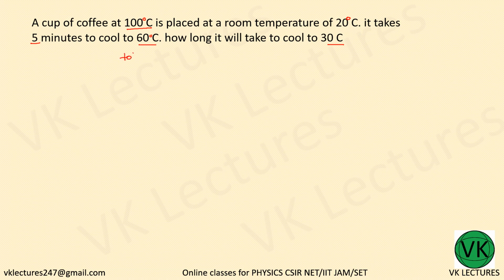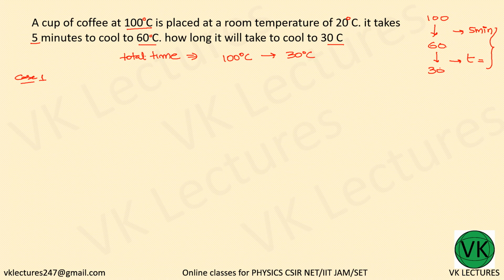the total time is asked, that means from 100 degrees Celsius to 30 degrees Celsius. The coffee from 100 degrees Celsius cooled to 60 in 5 minutes. Now from 60 to 30 there will be some time. So the question asked is the entire time, not this small t, not from 60 to 30 but from 100 to 30.